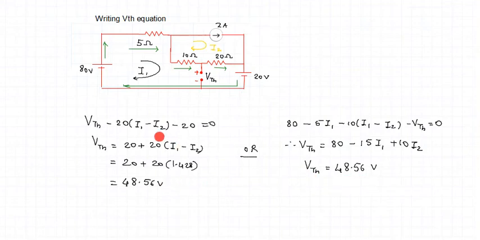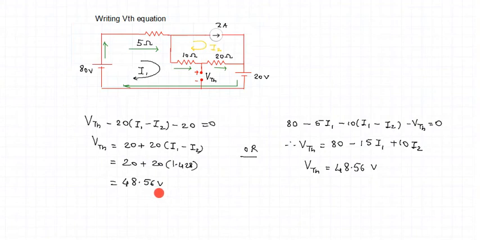Let us look at the first loop. So VTH can be written for this loop. What would be the loop equation here? Assuming the polarity of VTH to be plus and minus, we can write the equation as VTH minus 20 into (I1 minus I2), since this resistance has two currents, and then the voltage source minus 20. With this we get the loop equation as shown here. Substituting I1 and I2, we get VTH from this smaller loop as 48.56 volts.